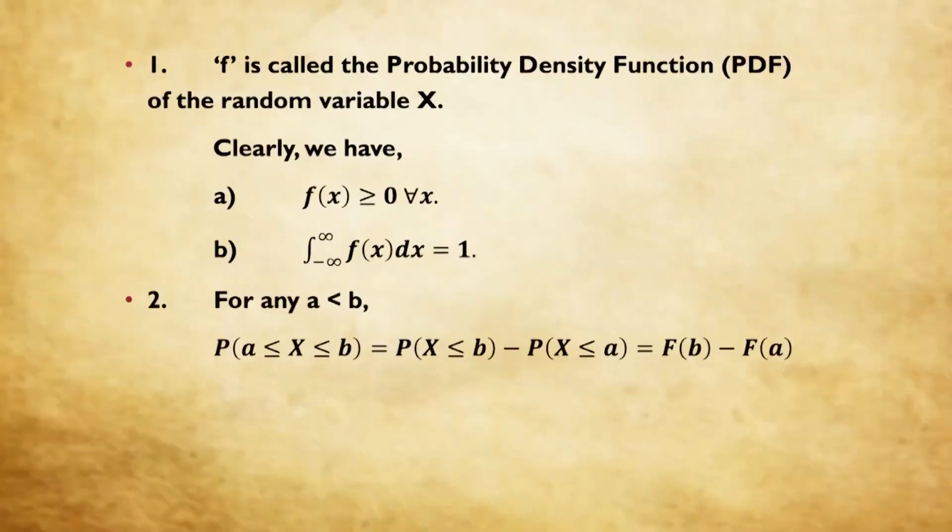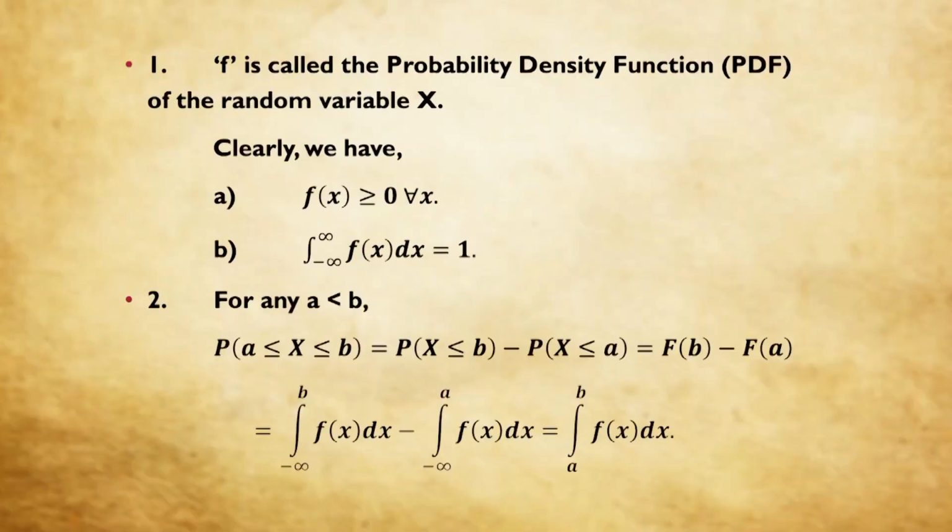There are some important notes. f is called the probability density function, as we have said. Now f(x) must satisfy two properties. That is, f(x) has to be non-negative for all possible values of x, and the integration from minus infinity to infinity of f(x) dx should be equal to 1.